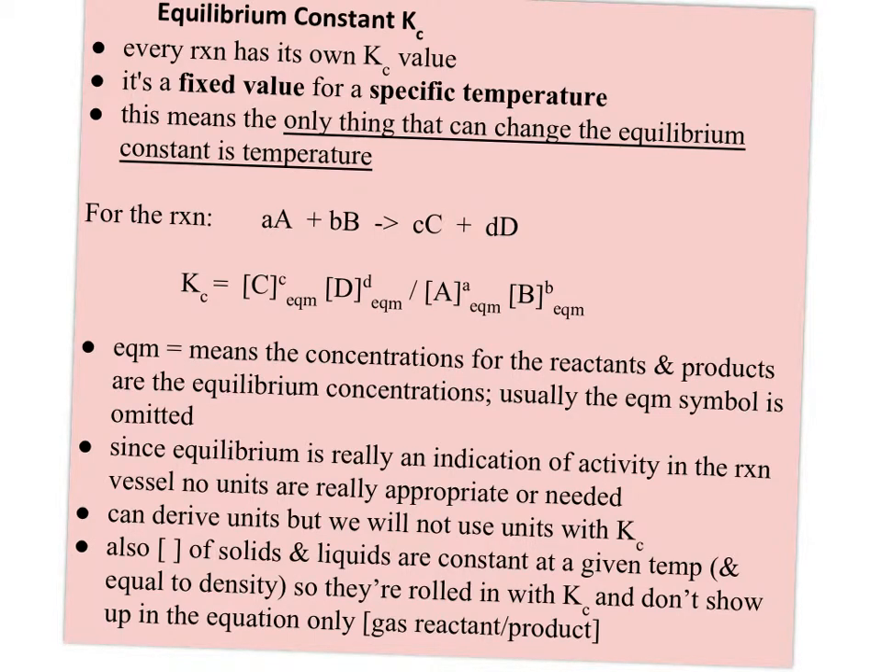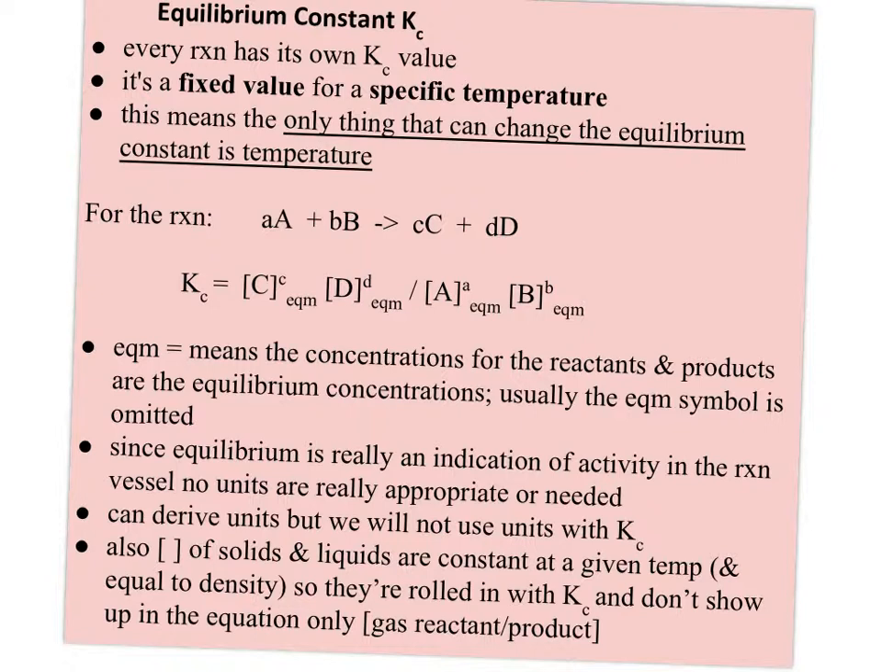Welcome. In this video, I'm going to talk about the equilibrium constant, or Kc. It's also referred to as K sub EQ, but IB tends to refer to it as Kc, so that's what we'll call it in this video. Every reaction has its own unique Kc value, and it's a fixed value, or a constant, for a specific temperature. This means the only thing that can actually change the equilibrium constant is its temperature.